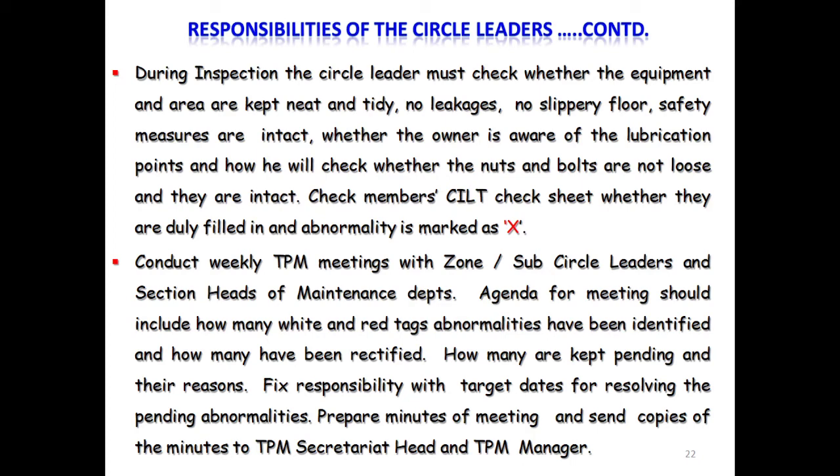Elicit kaizens from the zone and sub-circle leaders and department maintenance managers for improving the department's performance, etc. Circle leaders can seek the help of the pillar chairman concerned for guidance on resolving problems which cannot be addressed within the department, and which need external help, resources, shutdown, etc. Circle leaders' main target is to aim for zero accident, zero breakdown, zero customer complaint, zero defect, zero pollution, and zero waste in the department. These are the ultimate goals of TPM.